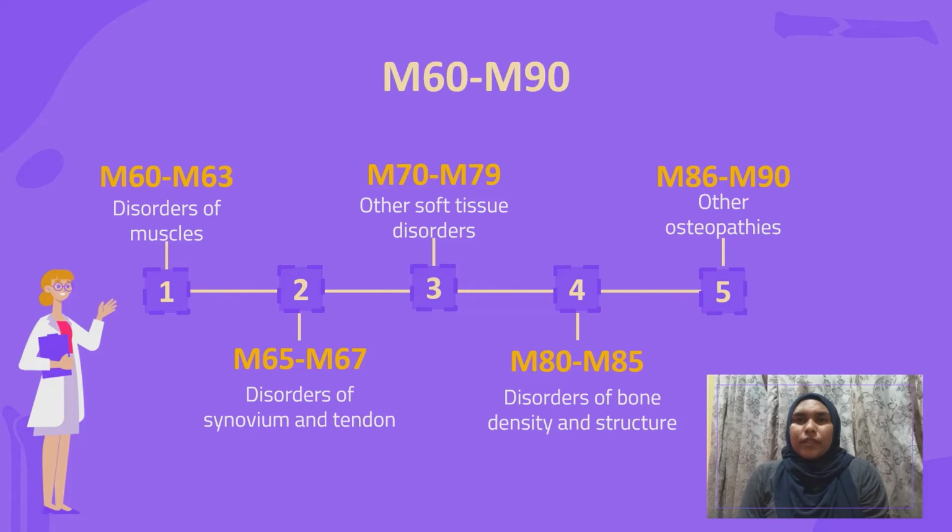The first block is M60 to M63, used for disorders of muscle. Blocks M65 till M67 are used for disorders of synovium and tendon. Next, the code block M70 till M79 is used for other soft tissue disorders. Code blocks M80 till M85 are used for disorders of bone density and structure, and the last code block is M86 till M90 for other osteopathies.